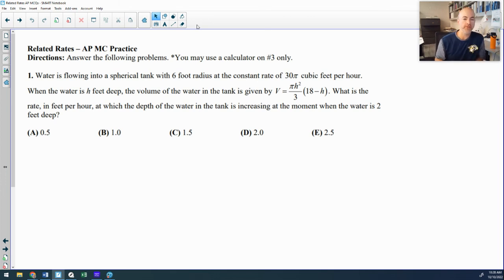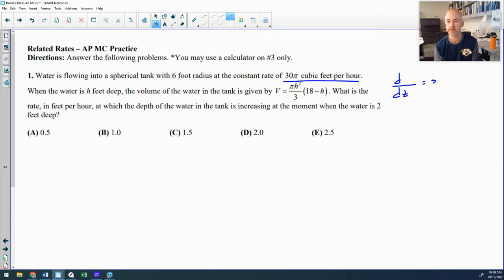Number 1, we have water flowing into a spherical tank with a 6-foot radius, at a constant rate of this. So I'm going to stop and make a note to myself. Something is happening at 30 pi cubic feet per hour. That is a rate of change of something. Something, dt, is 30 pi cubic feet per hour. However, they did not tell you explicitly what that is. So we're going to leave that as an unknown. We don't know what dimension is changing at that rate yet. We'll figure it out in a minute.